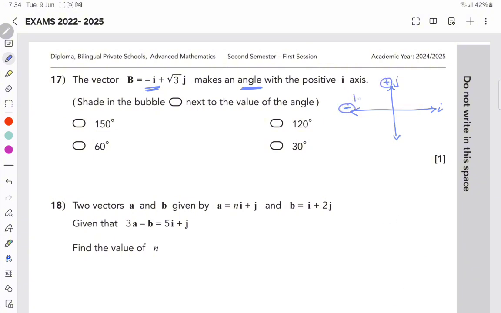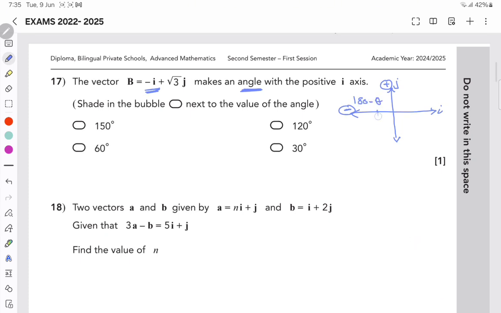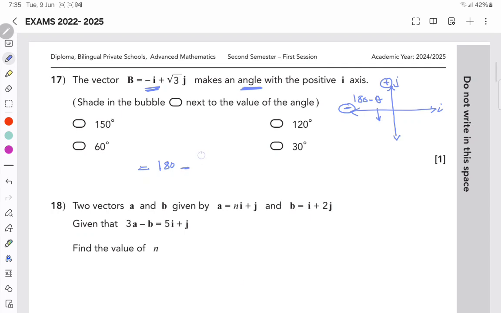So everyone knows the angle in the second quadrant will be 180 minus theta, where theta is tan inverse of y over x. So the angle here will be equal to 180 minus tan inverse of the value of y, which is root of 3, over x, which is negative 1. No, it's positive 1, because we just take the positive sign to know the position in degrees. So evaluate that.